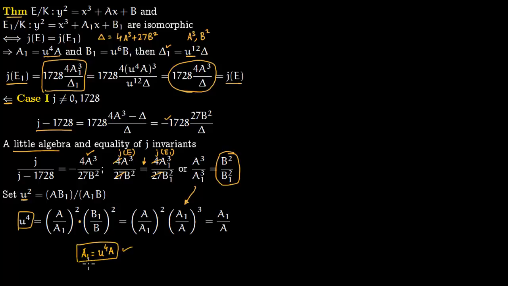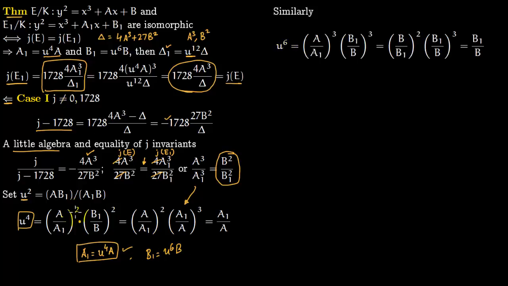Now we have to just show the isomorphism for b1. We have to show that b1 is equal to u6b. Then the curves would be isomorphic for our case 1. Similarly for u6, you take this term, and because this is u square, you cube it and you get u6. Now for this part you keep it as such. For this part you see this and you substitute b square over b1 square. You substitute this right here, do the cancellation, and you get b1 over b. So b1 is equal to b times u6, what we said before. So the curves are isomorphic.